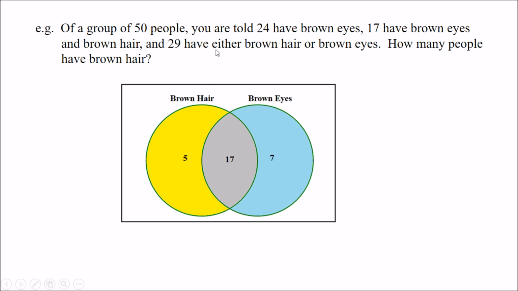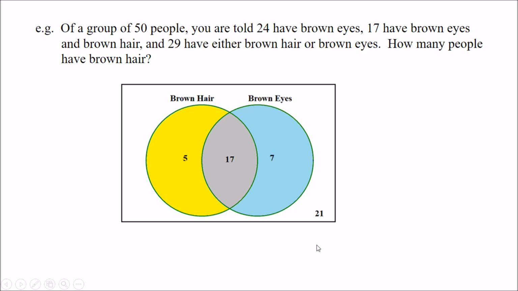Furthermore, we knew 29 have either brown hair or brown eyes, so that's the total of these 3 numbers. Once I have these 2 numbers totaling 24, this had to be 5. That way those 3 numbers total 29. And if we have 50 people total, there must be 21 out here.